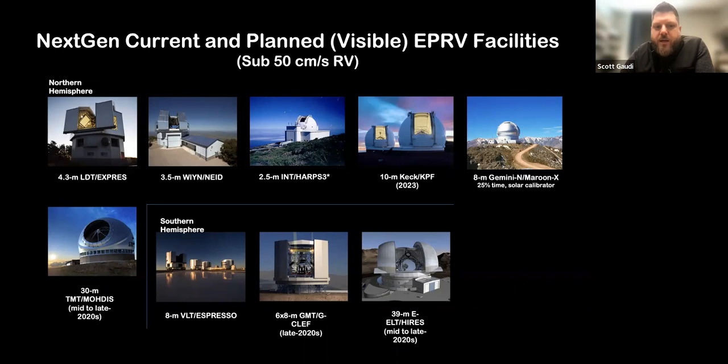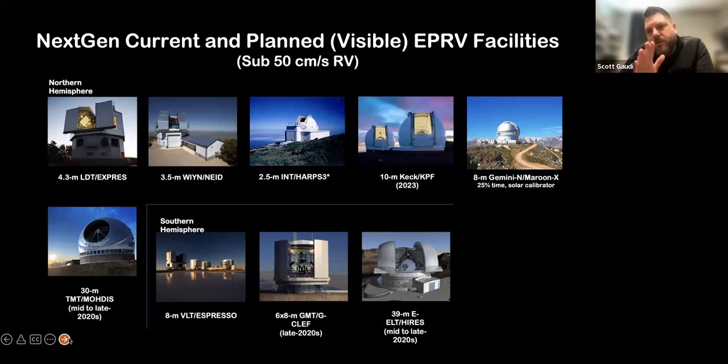And then in the future, we'll have EPRV instruments on things like, I forgot, MAROON-X, which has delivered some great results. I mean, all of these that have delivered results have been great. And I realize here I'm missing some things like the Habitable Planet Finder. I apologize if I missed your favorite EPRV instrument and telescope. And in the future, we can imagine things like EPRV instruments on the ELTs, the large segmented telescopes. So I think there's a lot of potential there.